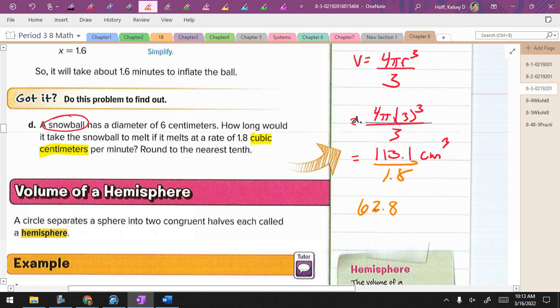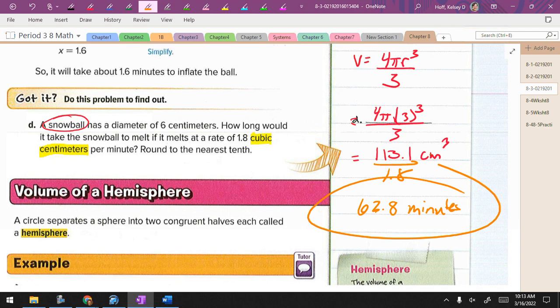So my question is, what's my label now? Minutes. You converted your cubic centimeters to how long it's going to take to melt. Now, normally this is a weird answer for me. I would never say to somebody, it's going to take 62.9 minutes to melt that snow. It's really going to take 63 minutes, right? Okay, so I think it's weird, but it tells us to round to the nearest tenth. So that's what we have to do. If it says nearest tenth, you have to go nearest tenth. Yep, always go with what it says.